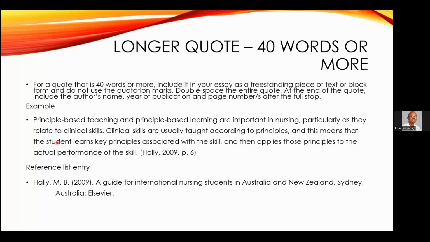How you know that this is a quote is that its line spacing will be different from the other line spacing, because in most cases our documents are single spaced. So for this you do double spacing, as you can see here, and then you include the author, the year, and the page where it was picked from. So how do we reference these quotes? You write the last name of the author, then the first letter of the middle name, first letter of the last name, we put the year, then you write the direct quote from the Guide for International Nursing Students in Australia, New Zealand.